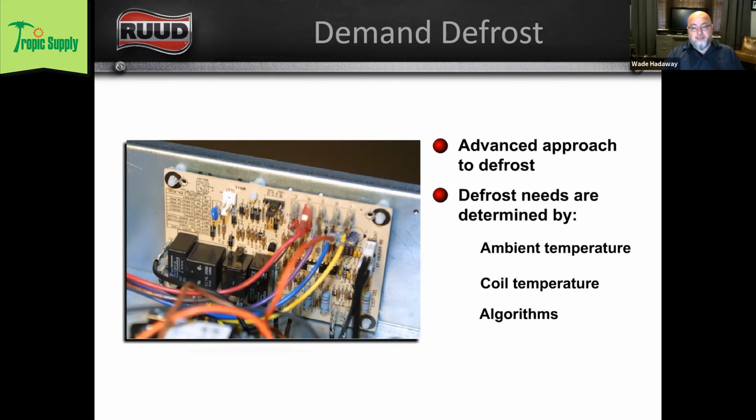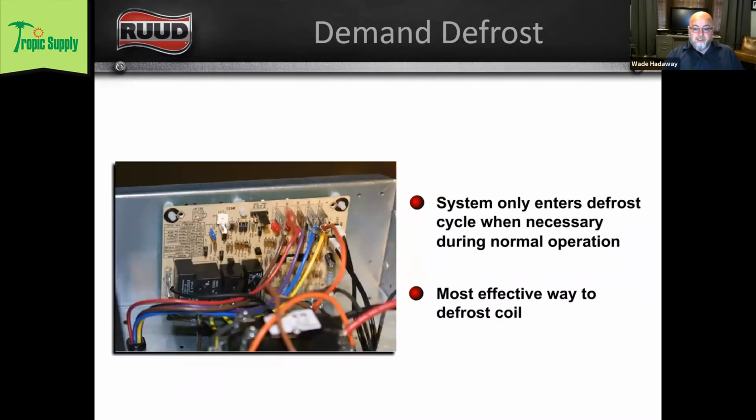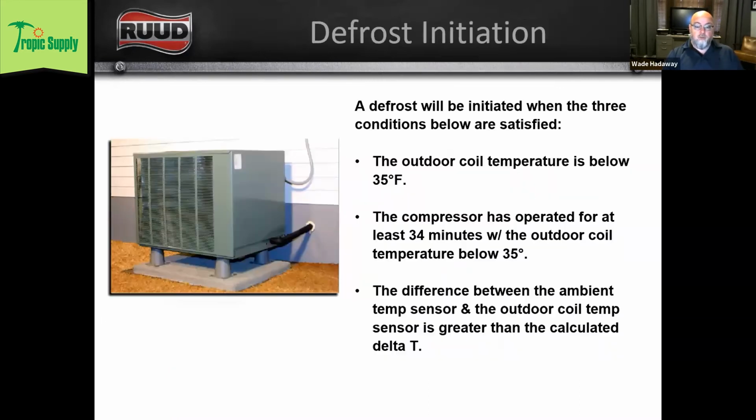And again, those are going to be sliding scales based on runtime, based on temperatures. So there will be a few slides in here where I just talk about the delta T, or the difference in temperature, because those temps aren't necessarily set. So the system only enters defrost when it is necessary, and that's the most effective, most efficient way to defrost, to only go into defrost when we need to.